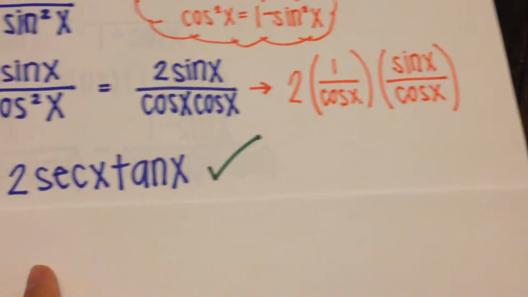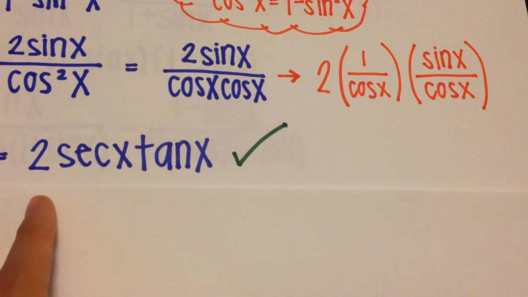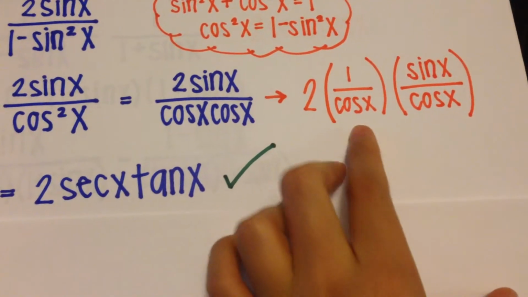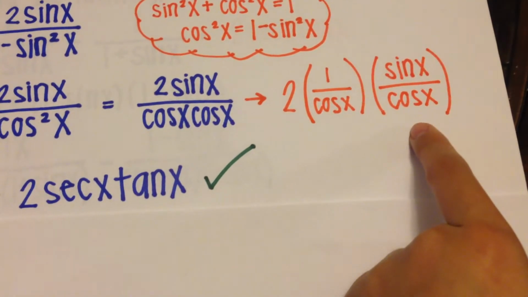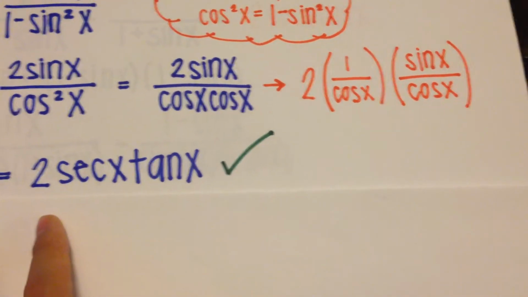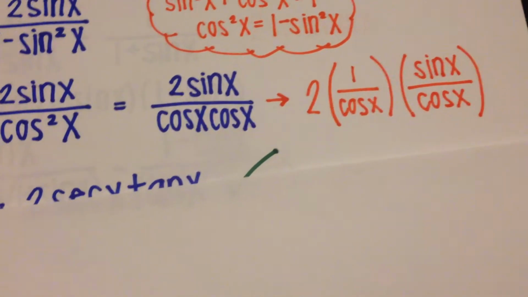And after that, we can say that the equation is verified because 1 over cosine x is the same thing as secant x, and sine x over cosine x is the same thing as tangent x. So therefore, we have verified the equation.